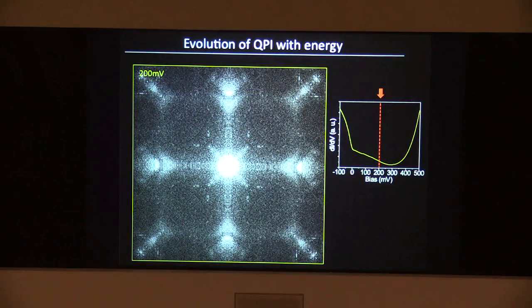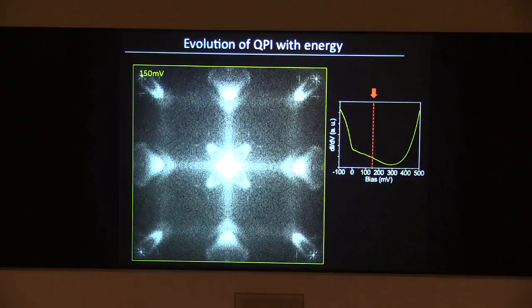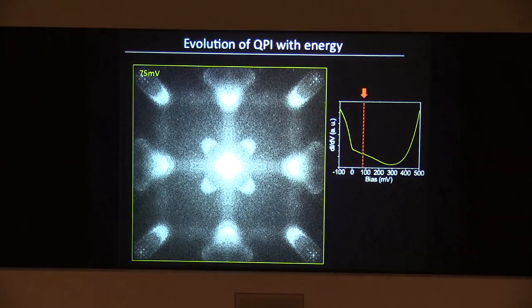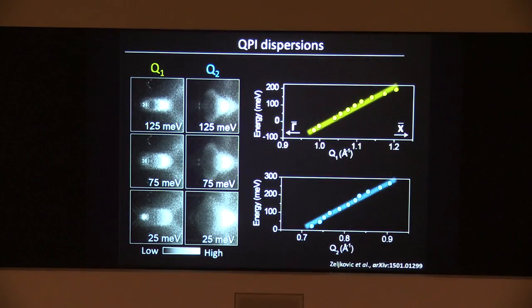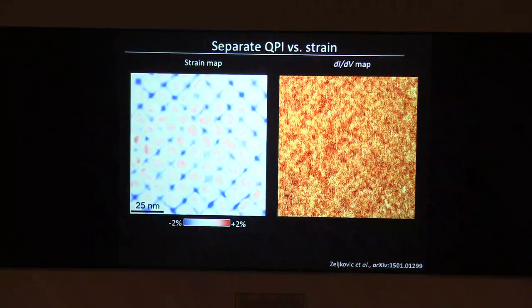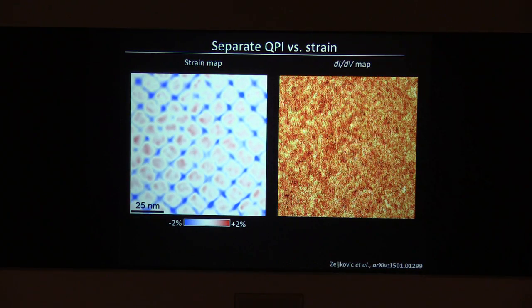All right, so we can do this as a function of energy. This is the Dirac point. We're moving away from the Dirac point, okay? And we're going to just track what happens to these Q vectors. And these things get bigger and bigger as they should. And we can plot this and get the dispersion. So far, so good. Now what we need to do is do this as a function of position.